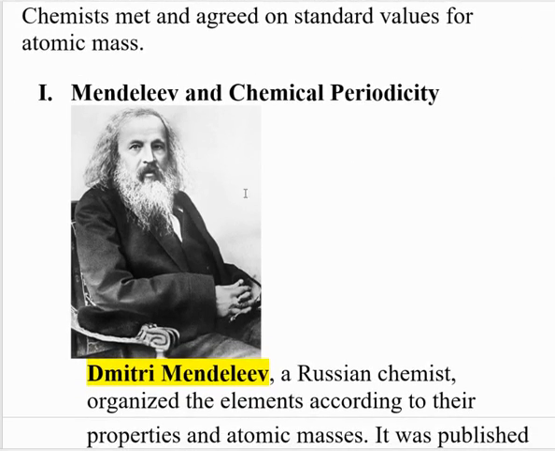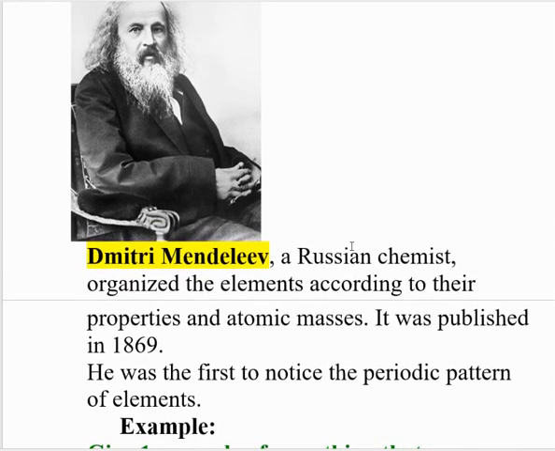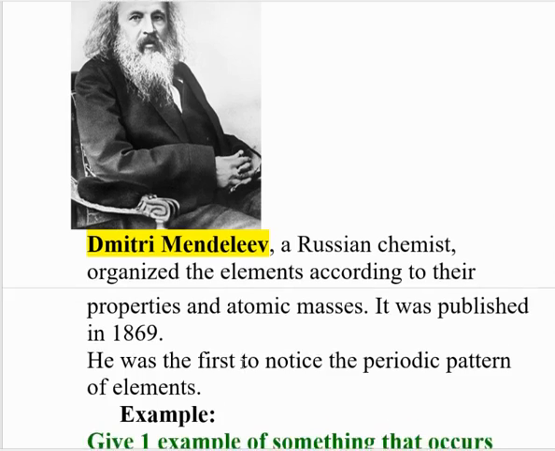Dmitri Mendeleev is the person credited with the very first periodic table. He was a Russian chemist who organized the elements according to their properties and their masses, and he published it in 1869. He was the first person to notice a periodic pattern of the elements. A periodic pattern is a pattern that repeats over and over again.